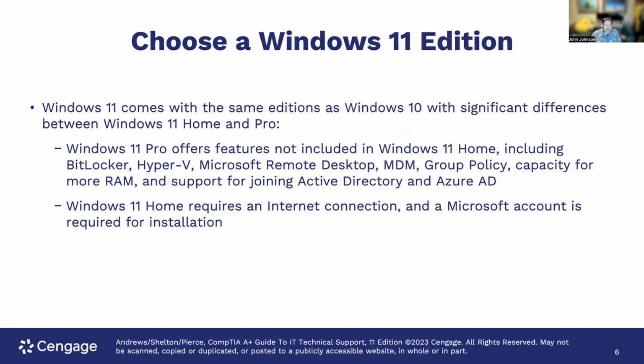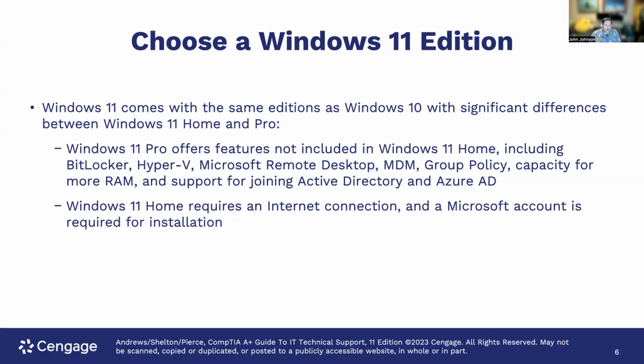For Windows 11, it comes with the same editions as Windows 10, but it's got significant differences between the Home and Pro versions. So Windows 11 Pro offers features that you're not going to find in Home, particularly BitLocker, Hyper-V, which is for virtual machines, Microsoft Remote Desktop, MDM group policy, capacity for more RAM, and support for joining Active Directory and Azure AD. So if you need to use any of that, you're going to need Windows 11 Pro.